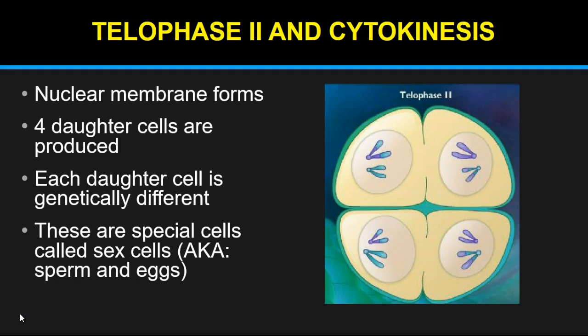So if you'll remember, mitosis goes through 1 cell division that results in 2 daughter cells, which are genetically identical. Meiosis goes through 2 divisions, meiosis 1 and meiosis 2. It starts with 1 cell, and after meiosis 1, you have 2 cells that are genetically different. And then those 2 cells go through another division, meiosis 2, and the result is 4 daughter cells that are genetically different.